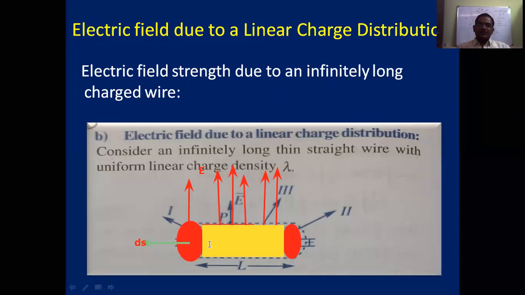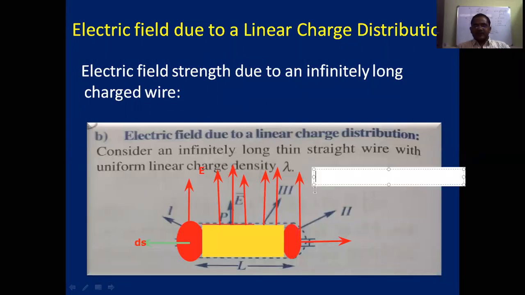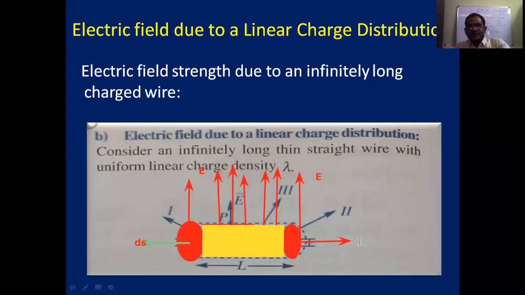Flux through this region 1 is 0. Similarly, take the same concept here also. Here the direction of ds bar is like this, and the electric field strength direction is in this direction. This is the E bar direction. So I am writing here, this is the direction of E bar, and this is the direction of ds bar.